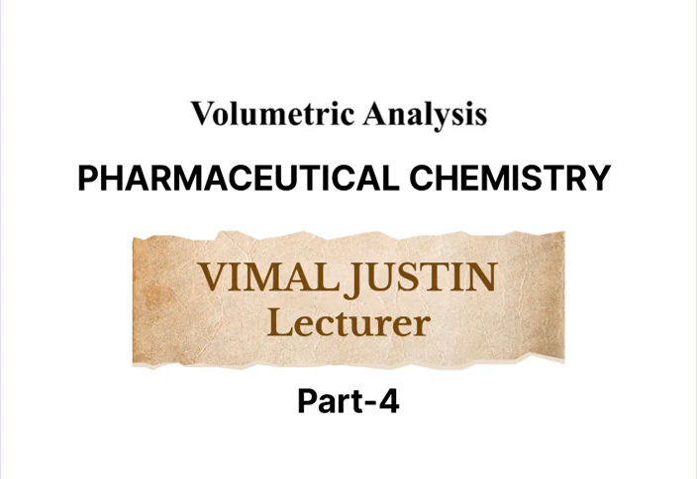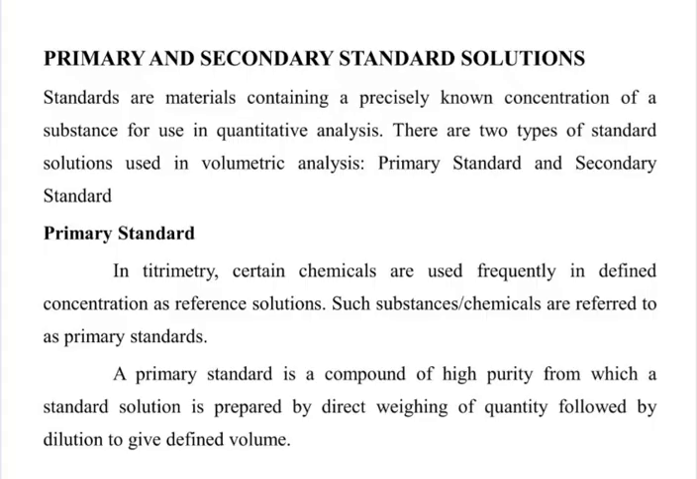Today we are going to discuss the chapter known as volumetric analysis. In this chapter, we have to discuss the primary and secondary standard solutions. Standards are materials containing a precisely known concentration of a substance for use in quantitative analysis. There are two types of standard solution used in volumetric analysis: primary standard and secondary standard.